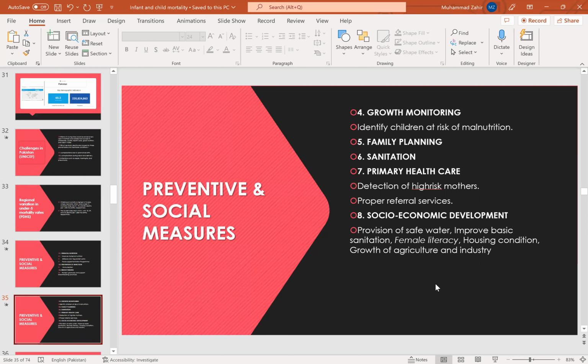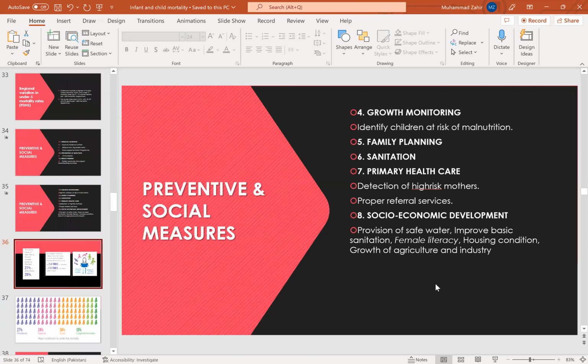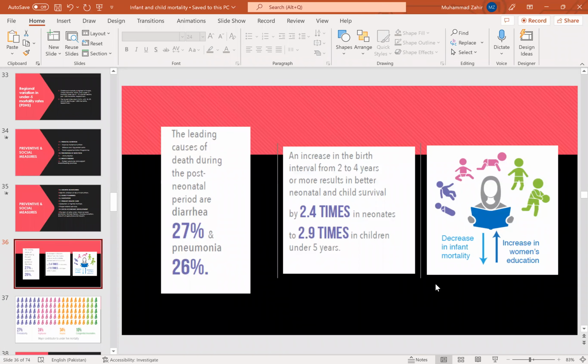Then socioeconomic development includes provision of safe water, improved basic sanitation, female literacy, housing conditions, and growth of agriculture and industry. The leading causes of death during the postnatal period are diarrhea 27% and pneumonia 26%. An increase in the birth interval from 2 to 4 years or more results in better neonatal and child survival, by 2.4 times in neonates and 2.9 times in children under 5 years. So with an increase in women's education, infant mortality decreases.